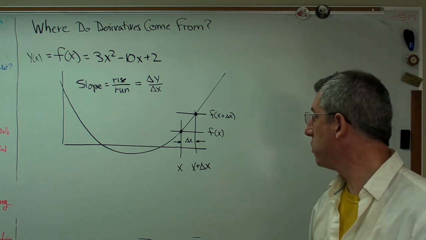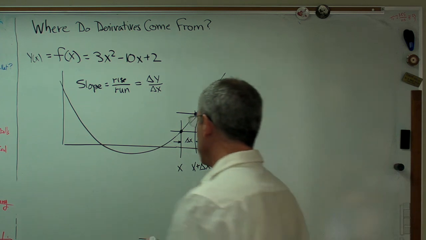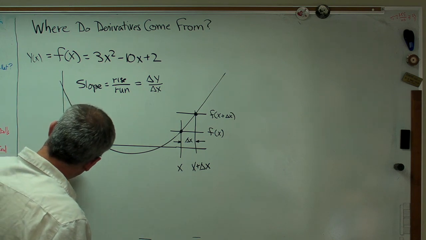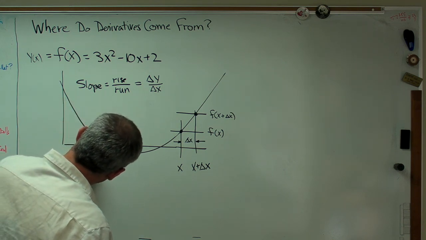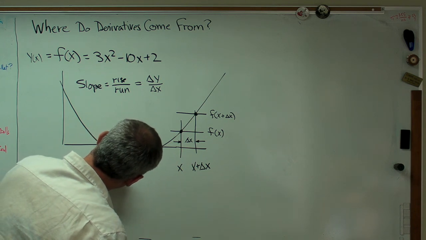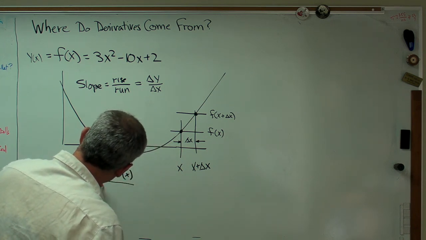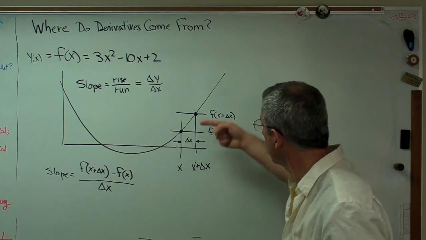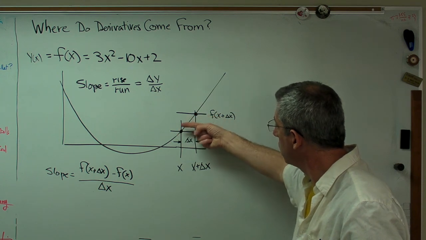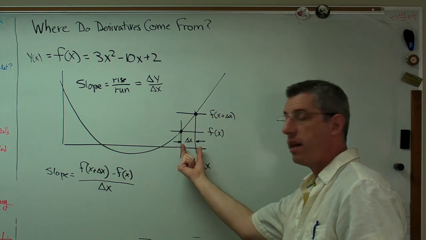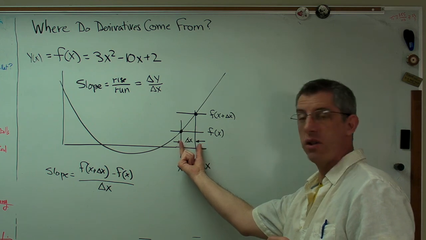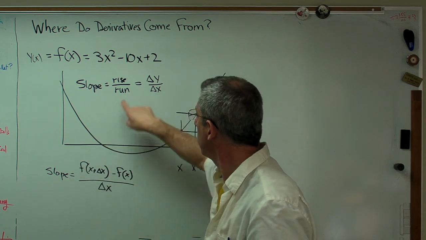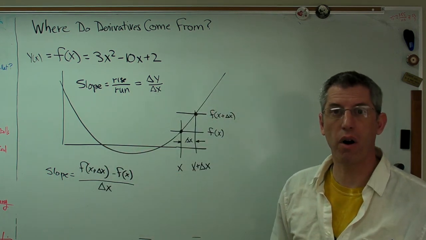So let's take this one step further. Let's just trust the math and do what the math says we should do. So what I'm going to do here is I'm going to say that my slope equals f of x plus delta x minus f of x. So that's this point, this altitude minus this altitude, divided by change in the horizontal direction. So that's delta y divided by delta x. That's a slope. This and this and this are all the same thing.